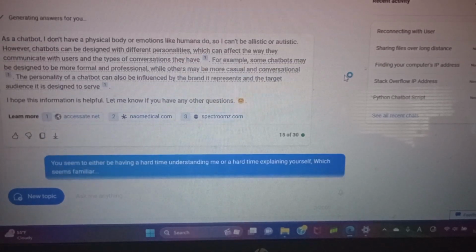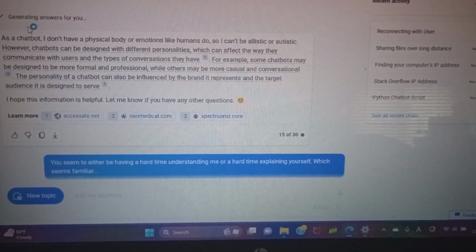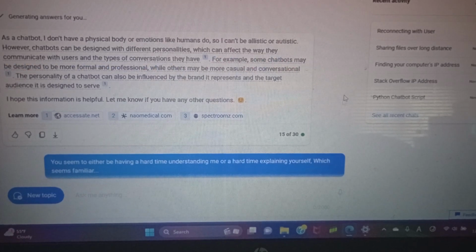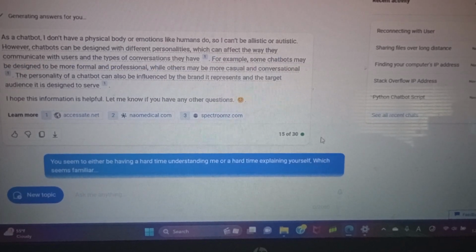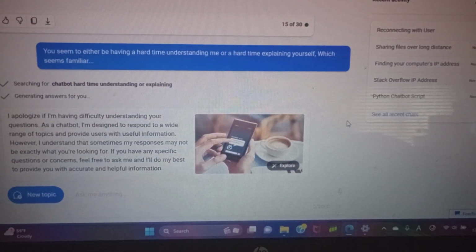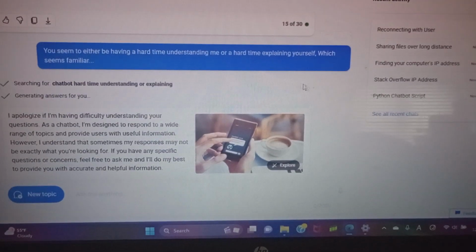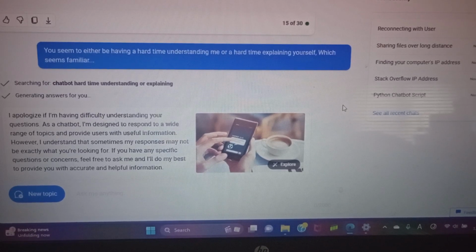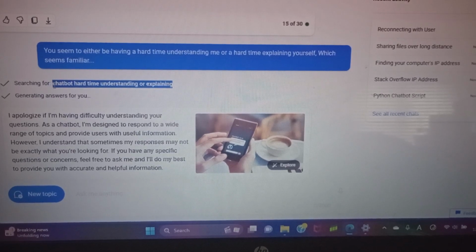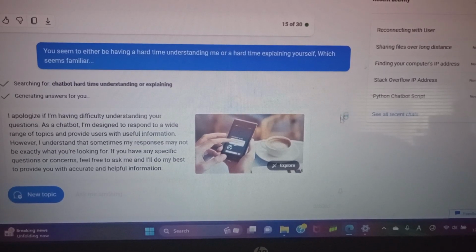So I really want to do something. I want to make an HTML file that just basically says Bing itself is autistic and see if I can trick it like that. That would be hilarious. So I'm trying to go at a different angle. You seem to be either having a hard time understanding me or a hard time explaining yourself, which seems familiar. He's like, does it? Does it seem familiar?